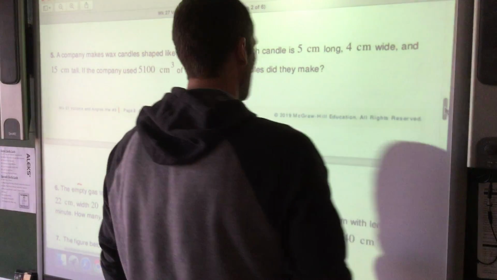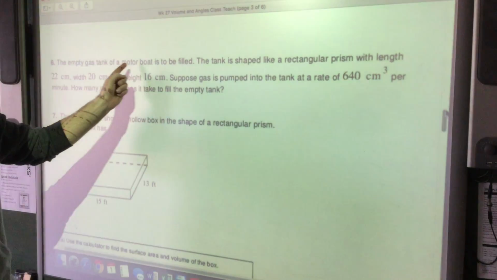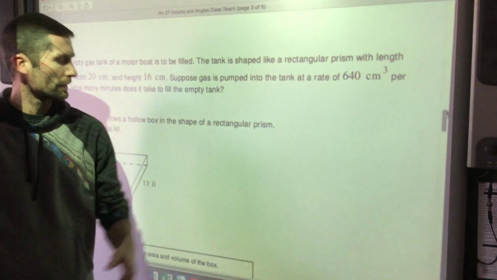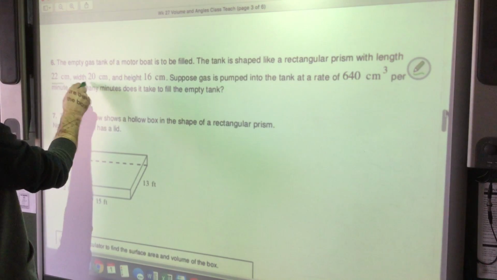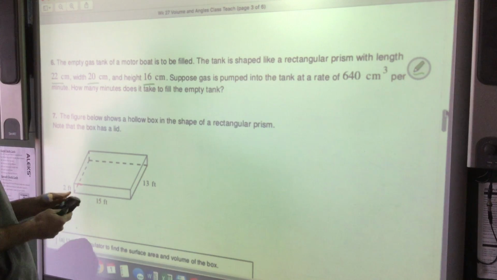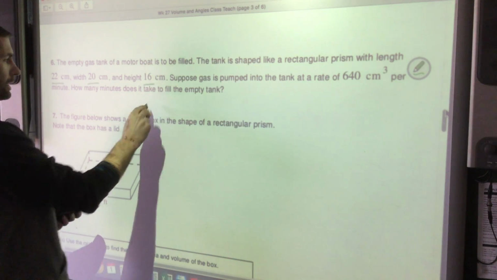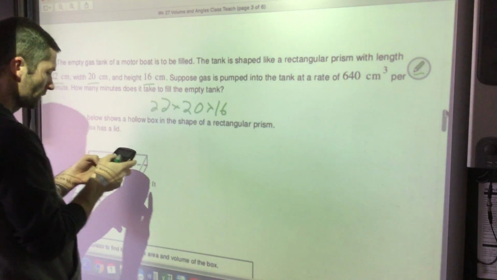All right, next question. The empty gas tank of a motorboat is to be filled. The tank is shaped like a rectangular prism with a length of 22 centimeters, a width of 20 centimeters, a height of 16 centimeters. Okay, so let's find the volume of that first because we know it's length times width times height. We can multiply those in any order.